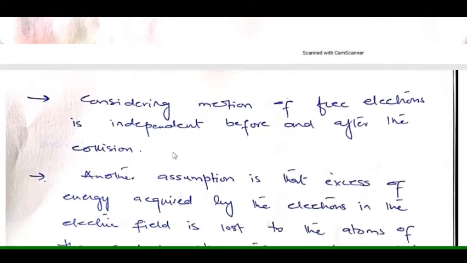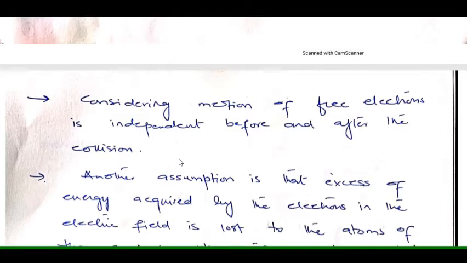Now, considering the motion of a free electron to be independent before and after the collision, we will assume two things. Number one is that the motion of the free electron is independent before and after the collision.